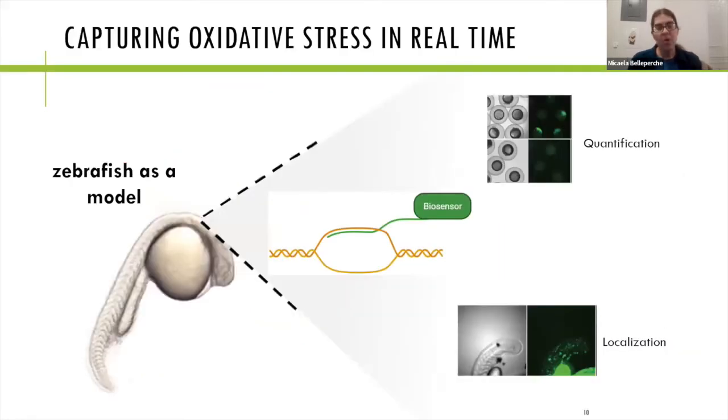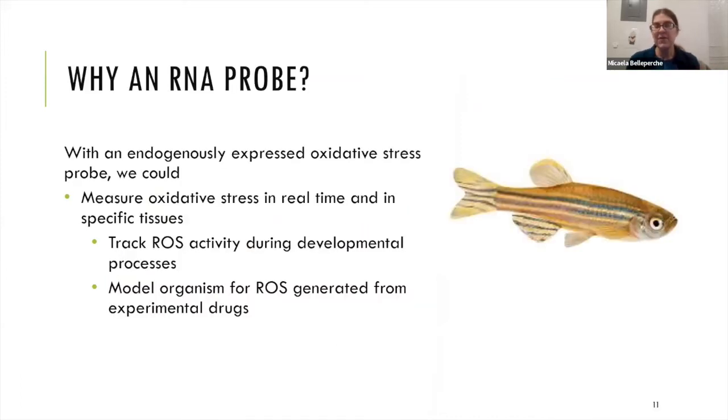Now, for our eventual purpose, we'd like to have this biosensor working not just within single cells, but within a stable zebrafish line. Inside a zebrafish embryo, if we can have a stable expressed RNA biosensor, we could both quantify oxidative stress and localize it within different tissues or different areas of individual cells. Zebrafish embryos are commonly used right now to study development, and it's known that reactive oxygen species play a part in several developmental pathways.